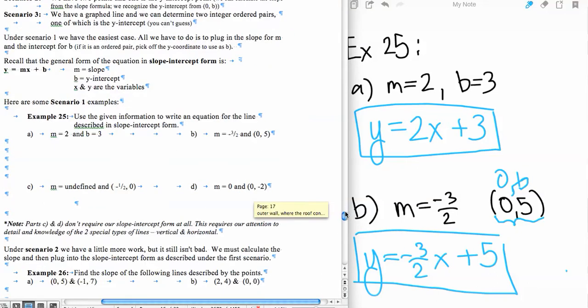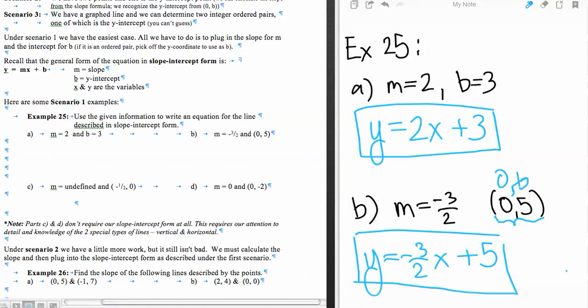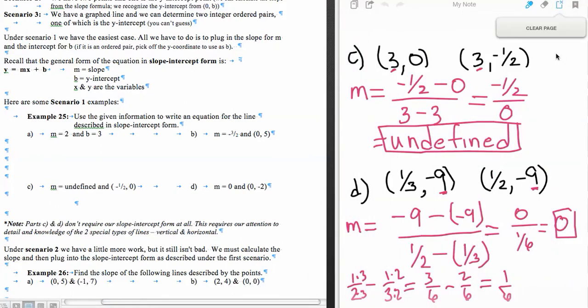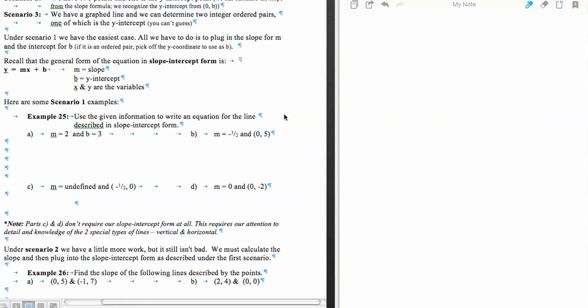Okay, let's see what our next one has in store for us. Our next one, we have a special case here. We have undefined slope. When there's undefined slope, that means we're dealing with a vertical line, and we have the x-intercept here. x is equal to negative 1/2 and y is equal to 0. Well, what that's really telling us is what the x is equal to. So this vertical line, undefined slope, tells us vertical line. Vertical lines always have an x equals, and whatever the x equals is what's in that ordered pair.